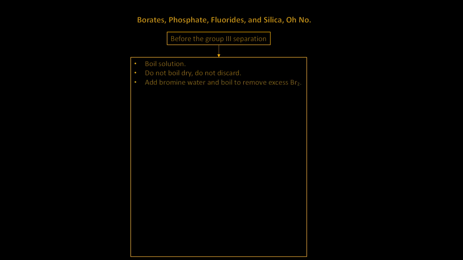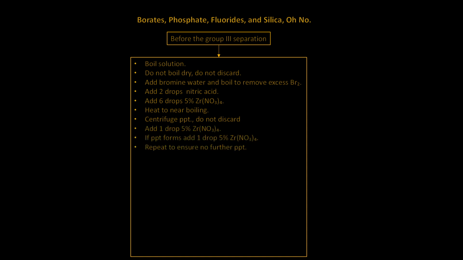Then add an equal amount of bromine water and boil to remove excess bromine. The solution is then made acidic by adding 2 drops of nitric acid along with 6 drops of 5% zirconium nitrate. The solution is warmed to almost boiling and then centrifuged. If a precipitate forms, centrifuge but do not separate. Add another drop of zirconium nitrate and repeat the process until all precipitate stops forming. Then centrifuge and decant. Discard the precipitate. It will be zirconium phosphate. The phosphate is thus eliminated in this manner.